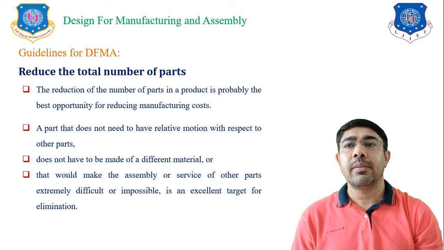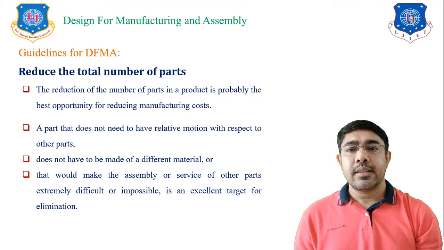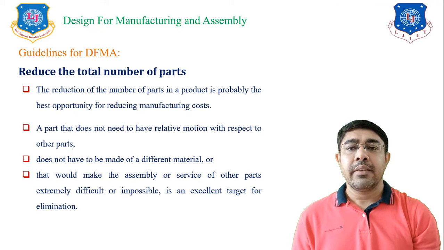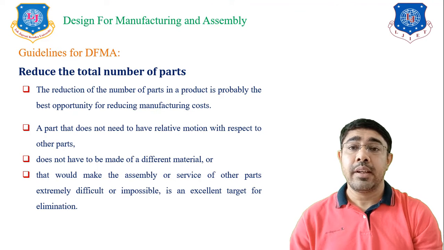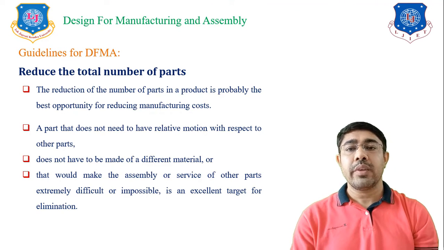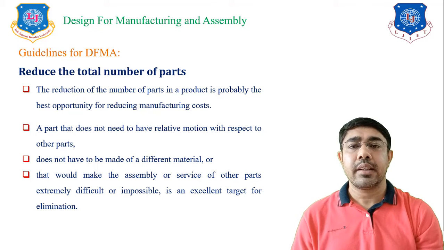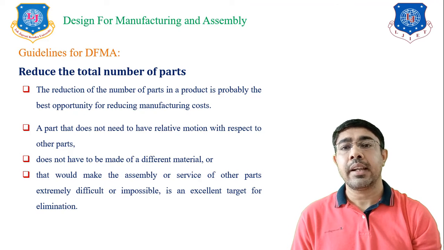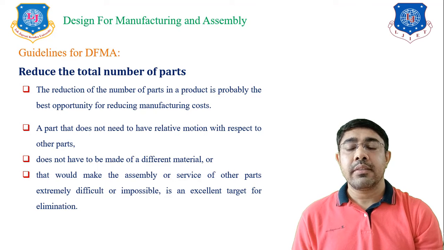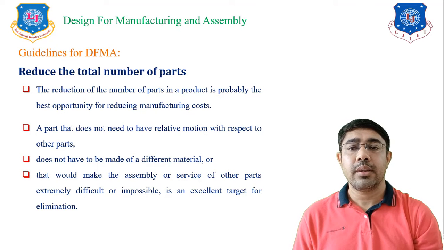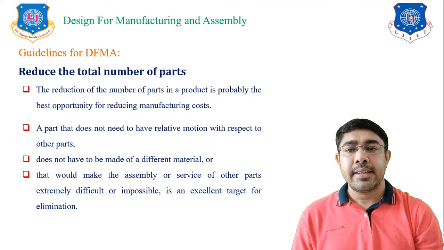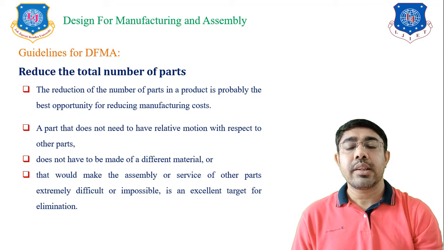For example, we have to make combinations of parts. We combine two or three parts which have the same material or which have no relative motion between each other. So we reduce the parts by eliminating components. To eliminate a component, we consider whether there is no relative motion between the parts, whether all the parts are made of the same material, or whether parts make the assembly complex, and those we eliminate to reduce the number of parts.